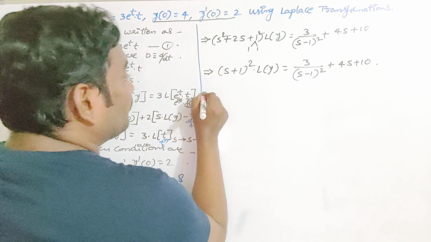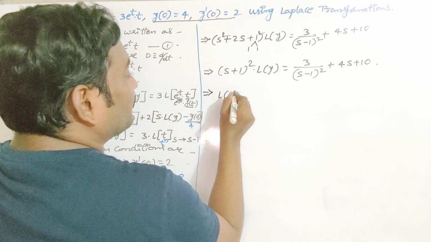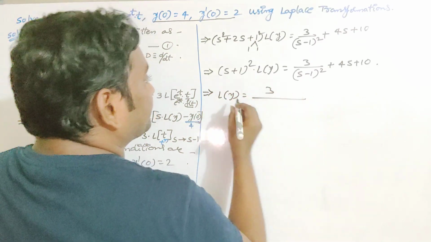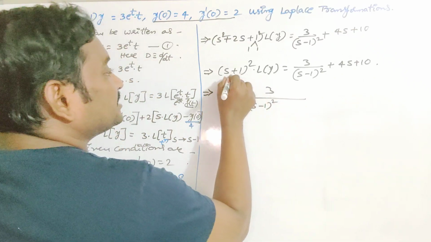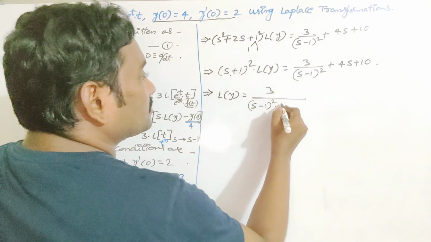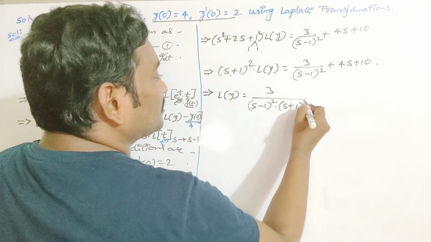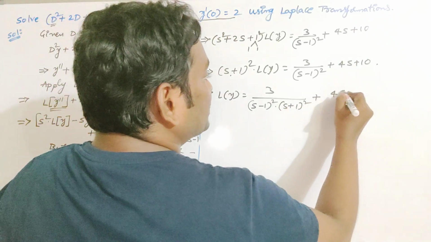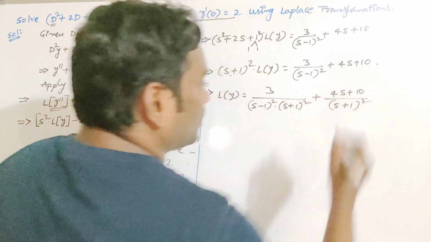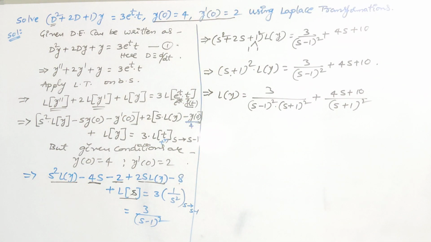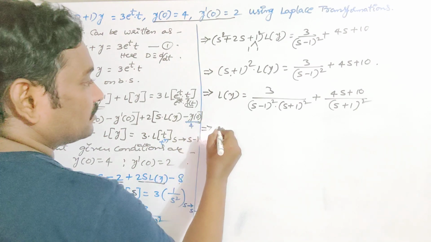Now we need L of phi, so L of phi is equal to 3 by (s minus 1) whole square. If you take this term to the right side, it goes to the denominator. So we have to write (s plus 1) whole square plus 4s plus 10, whole by (s plus 1) whole square. Okay. Now what is y?